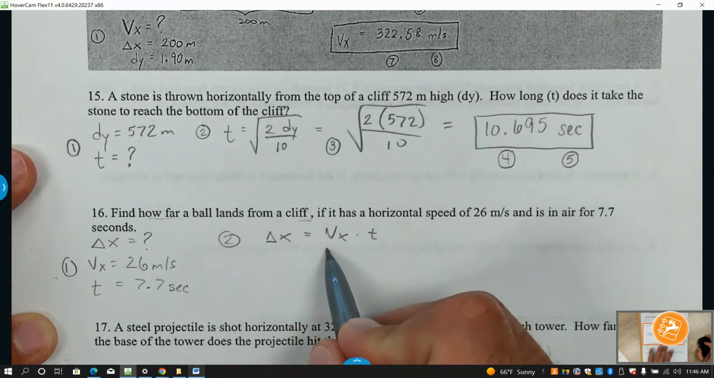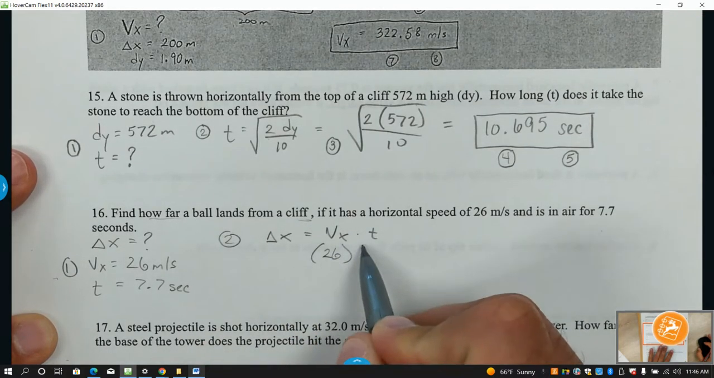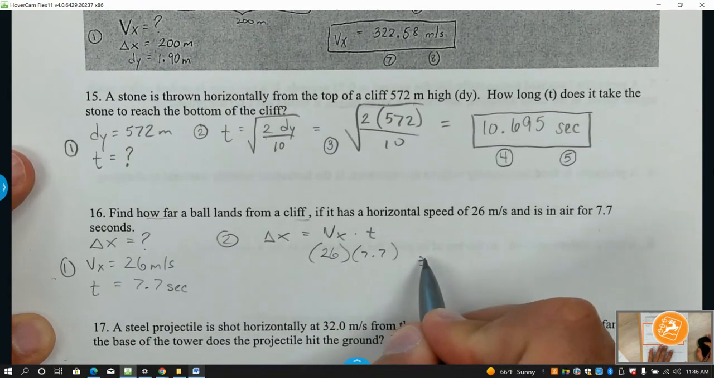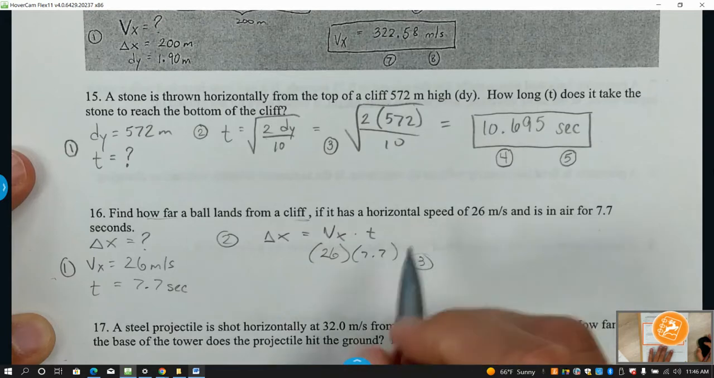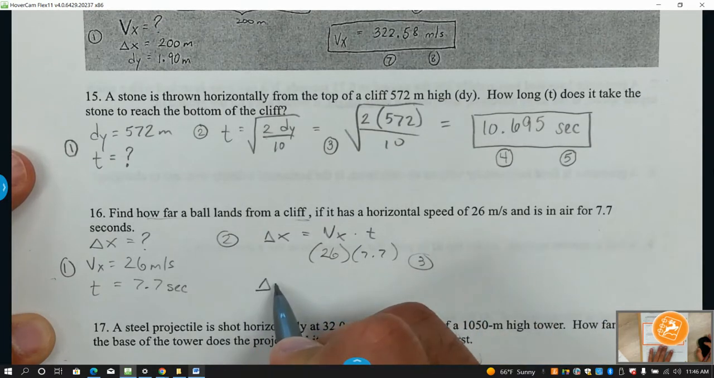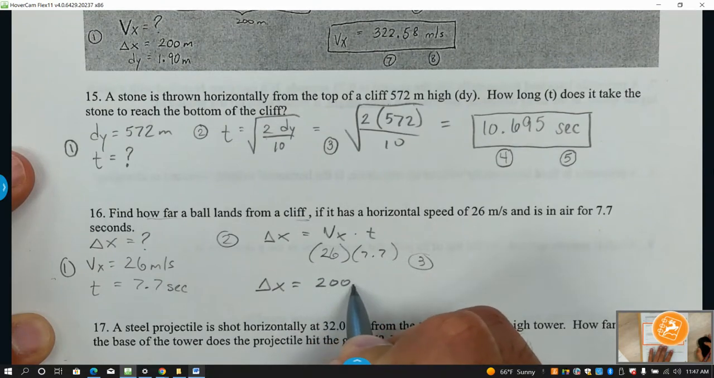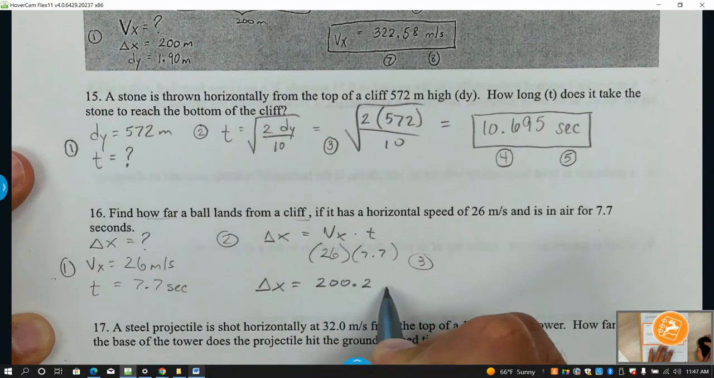I have Vx, 26, going to write that. I have t, 7.7, I have that. Okay, cool, so that's it. That's the math that I need to show. That's my third point. Fourth point, get the correct number. When you multiply that out, it comes out to be 202.2. And the right unit, in this case, is meters.